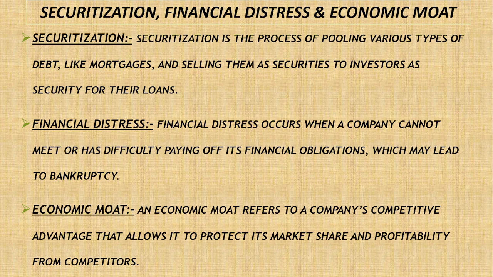Financial distress. Financial distress occurs when a company cannot meet or has difficulty paying off its financial obligations, which may lead to bankruptcy. Economic moat. An economic moat refers to a company's competitive advantage that allows it to protect its market share and profitability from competitors.